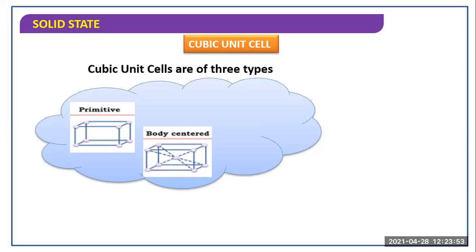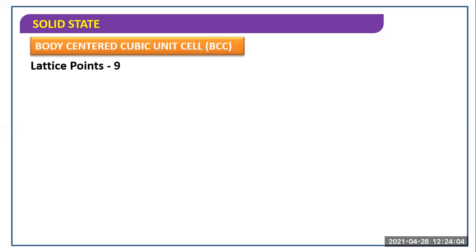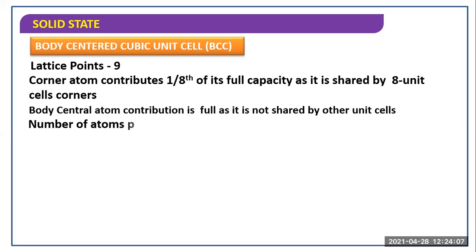So cubic unit cells are of 3 types: one I said primitive cubic, and body center, face center, and another is end center. Lattice point: corner atom contributes 1/8 of its full capacity as it is shared by 8 unit cells at the corner. The body center atom contributes fully as it is not shared by any other unit cell.